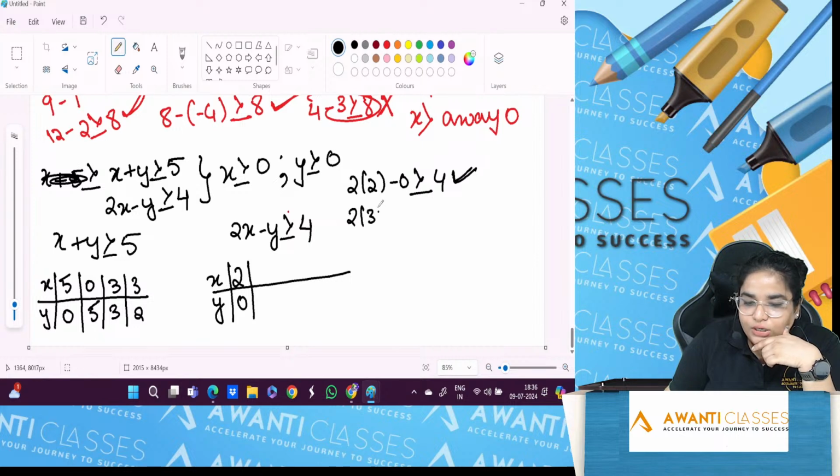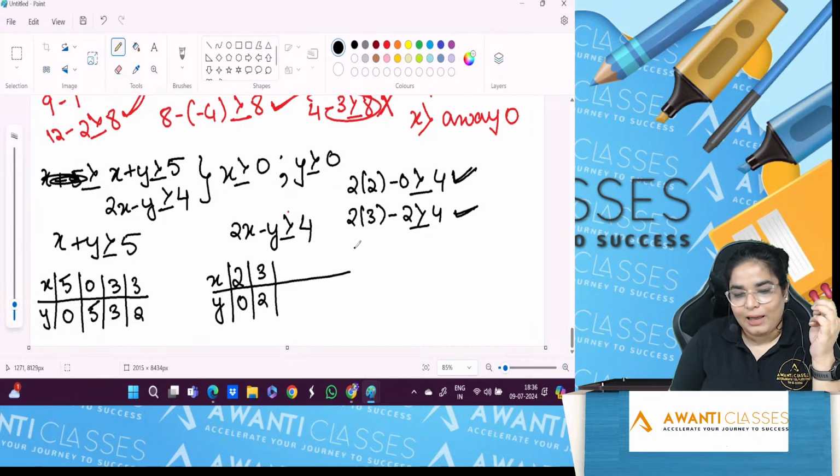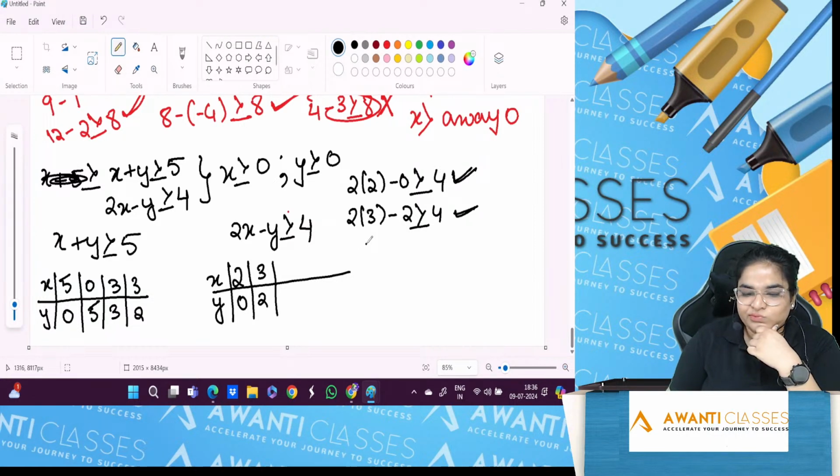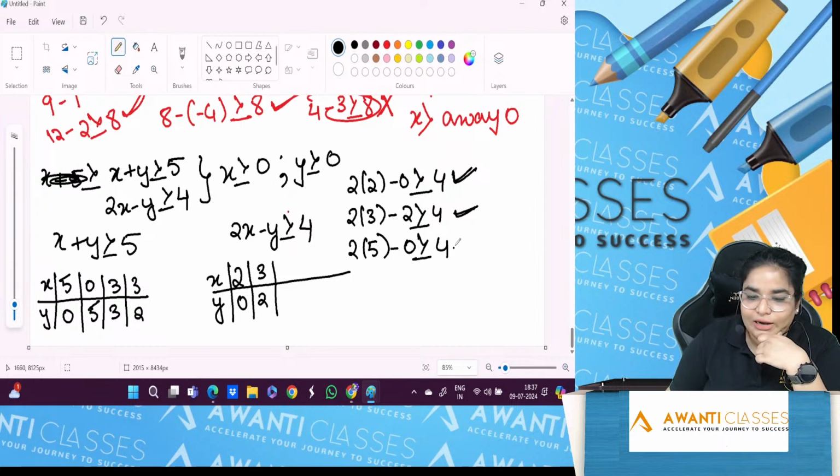Similarly, what else can I take? If I take 2 into 3, it can be 2. Then it will satisfy. So I can take it as 3 and 2. What else is the maximum that I can take? Any other point. If I take 2 into 5 and take 0, will that also work? Yes, it will also work. Why? 10 minus 0 is greater than 4. So I can take 5 and 0 also.